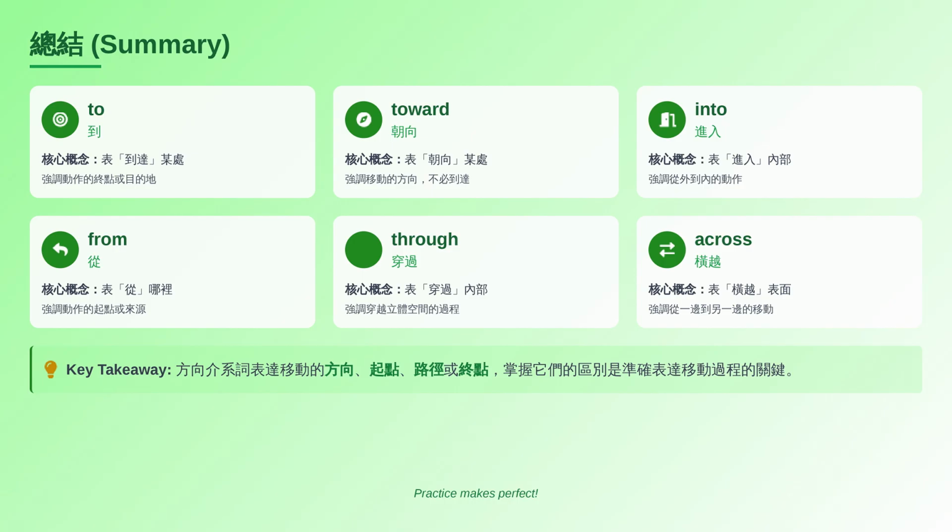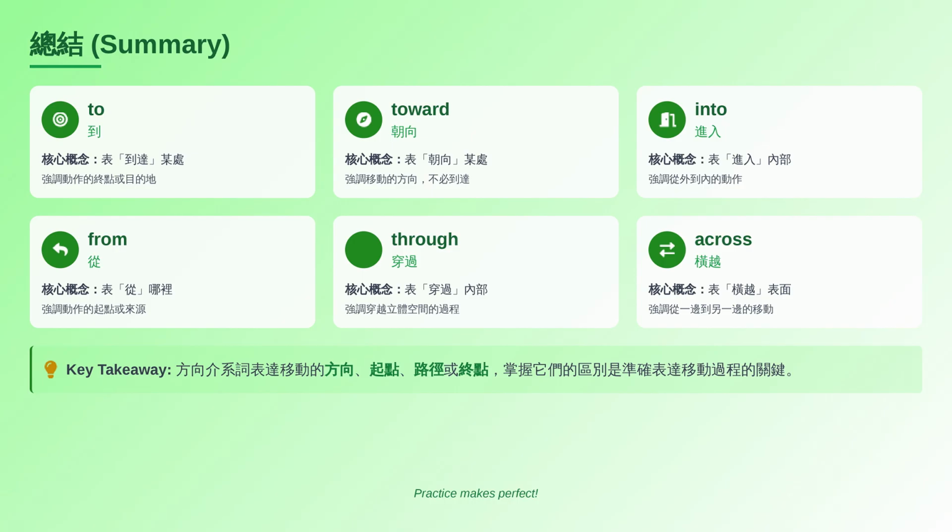Summary. To, key concept: it indicates reaching somewhere. It emphasizes the end point or destination of an action. Towards, key concept: it indicates toward somewhere. It emphasizes the direction of movement, not necessarily the destination. Into, key concept: it indicates entering something. It emphasizes movement from outside to inside. From, key concept: it indicates from somewhere. It emphasizes the starting point or source of an action.